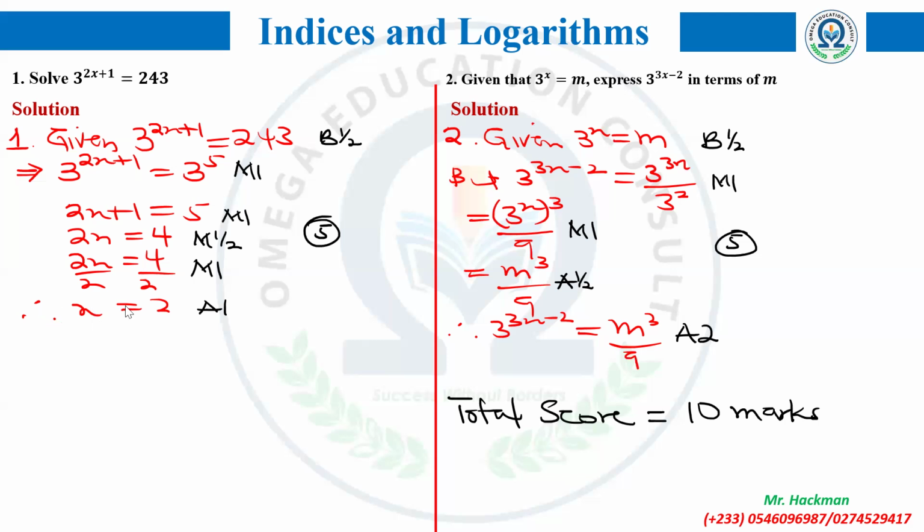So therefore, x will be equal to 2, A1. Remember, if the therefore is not there, you won't get your A1 mark. It means you have not concluded. Take notes.